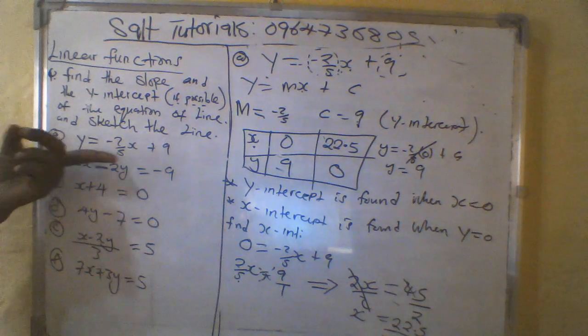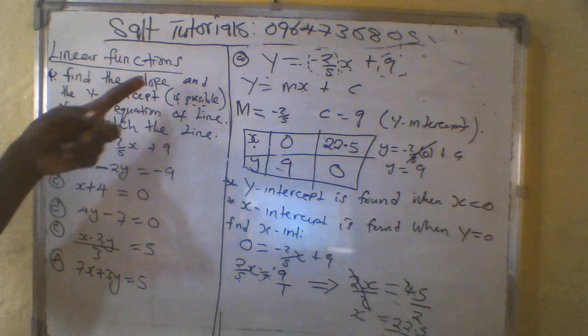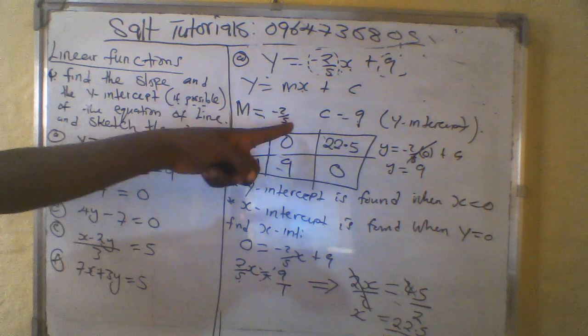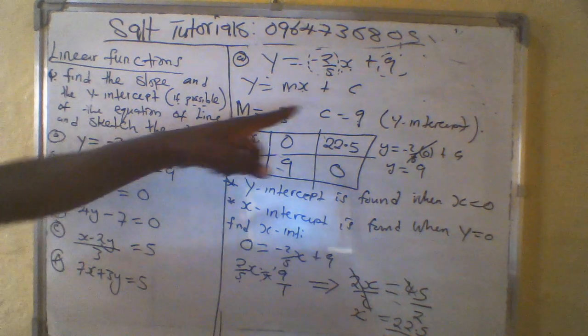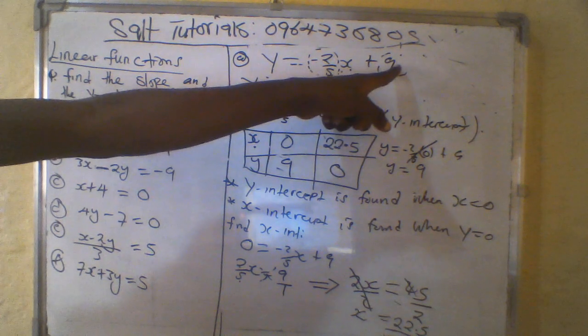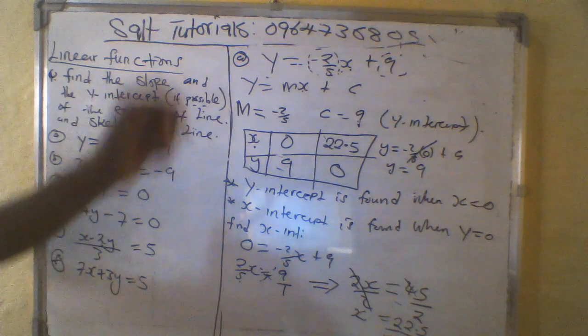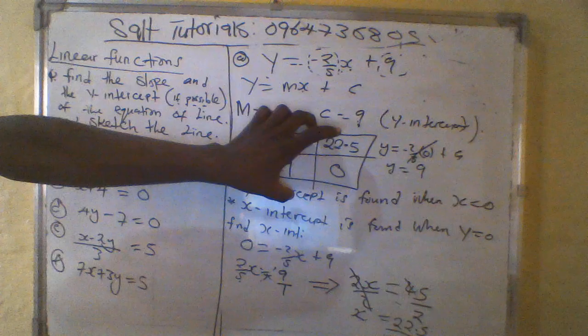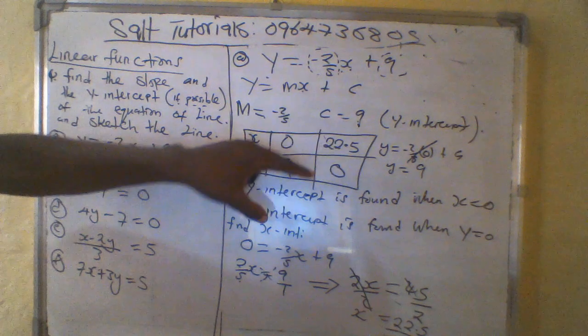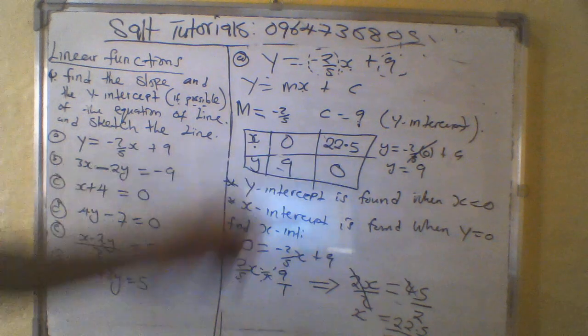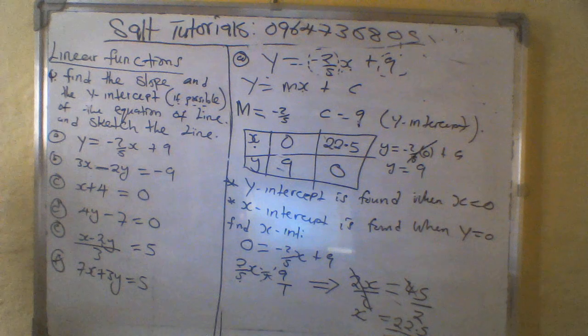So question A, find the slope. The slope is negative 2 over 5. Find the y-intercept. The y-intercept is 9 from the formula itself. And then after that, sketch. Sketching, create your table of values. Creating my table of values, the simplest we are going to use are the intercepts, and then I'll just connect. It's a straight line. So now, since I have the coordinates, let me sketch.